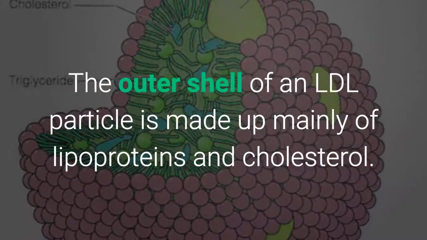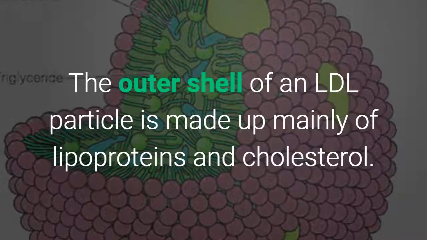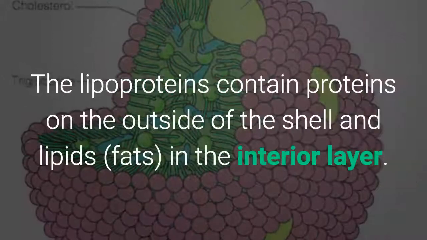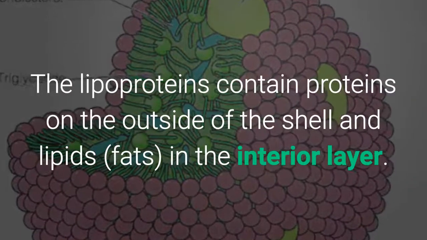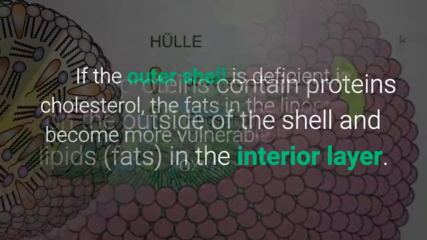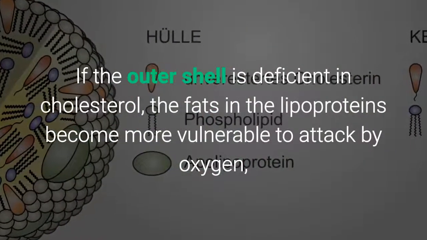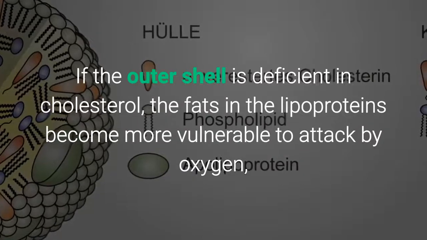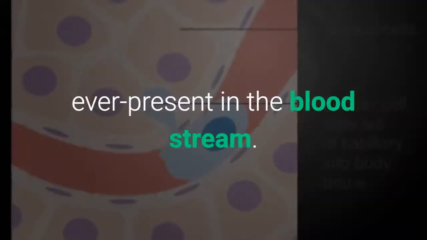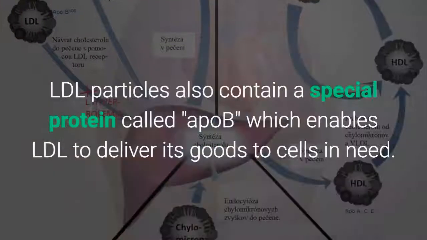cells. The outer shell of an LDL particle is made up mainly of lipoproteins and cholesterol. The lipoproteins contain proteins on the outside of the shell and lipids or fats in the interior layer. If the outer shell is deficient in cholesterol, the fats and the lipoproteins become more vulnerable to attack by oxygen ever present in the bloodstream.